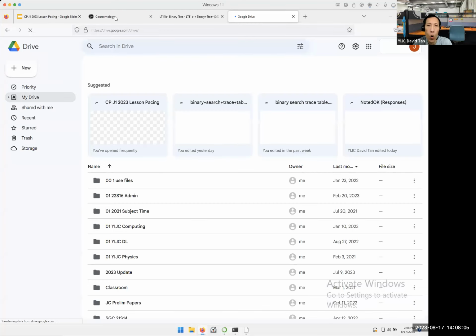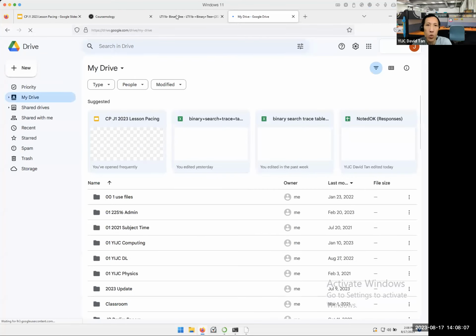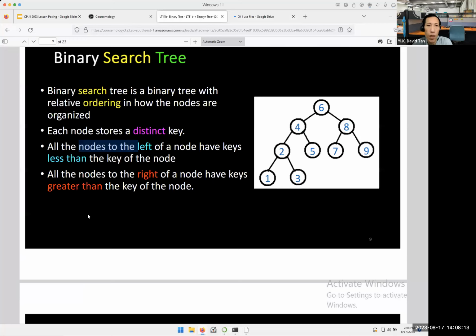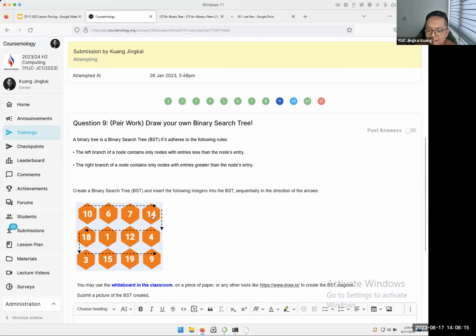Because last year when my students did this question, they didn't see the black arrow. So what it means is that you start with the number 10. You put the number 10 into an empty binary tree, and after that you try to put in the 6. So you have to decide where to put 6, left or right hand side, that kind of thing.